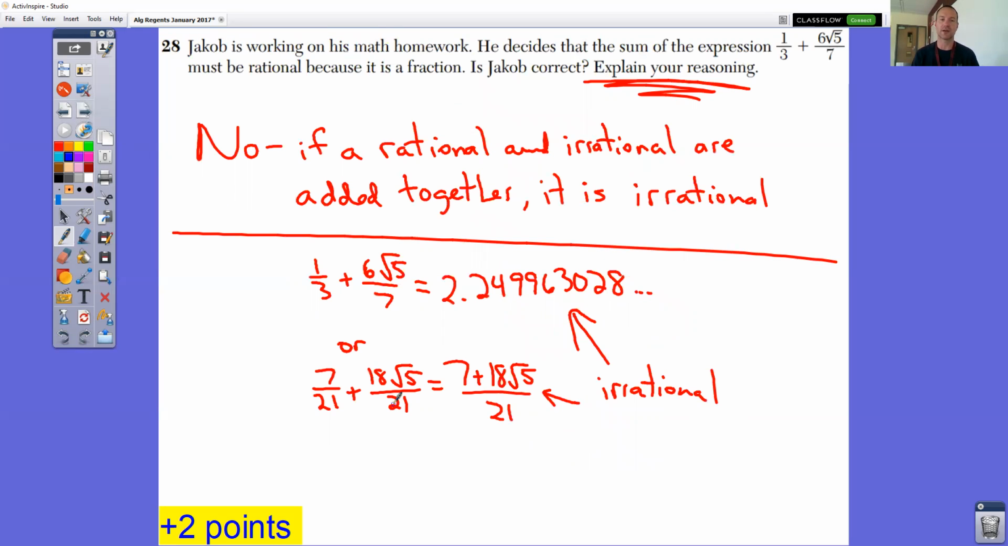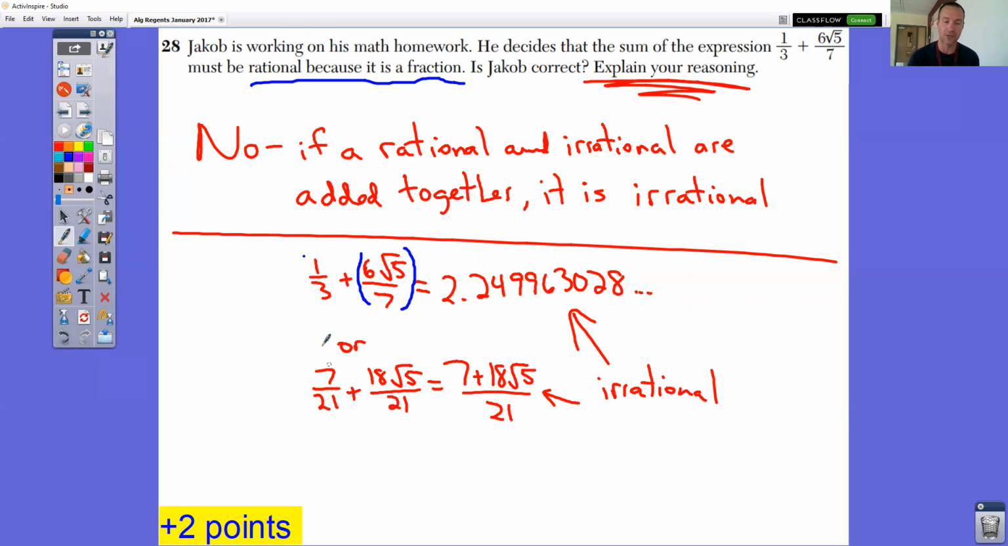In question number 28, Jacob is working on his math homework. He decides that the sum of the expression 1/3 plus 6 radical 5 over 7 must be rational because it is a fraction. Is he correct? And explain your answer. Well, if you actually go and type this into the calculator, that's probably the easiest way to do it. 1/3 plus this. Make sure that you have this inside parentheses, all right, to make it into a fraction. So we have 1/3 plus this. You get this big, long, ugly decimal. That is an irrational number because it's non-terminating, non-repeating.